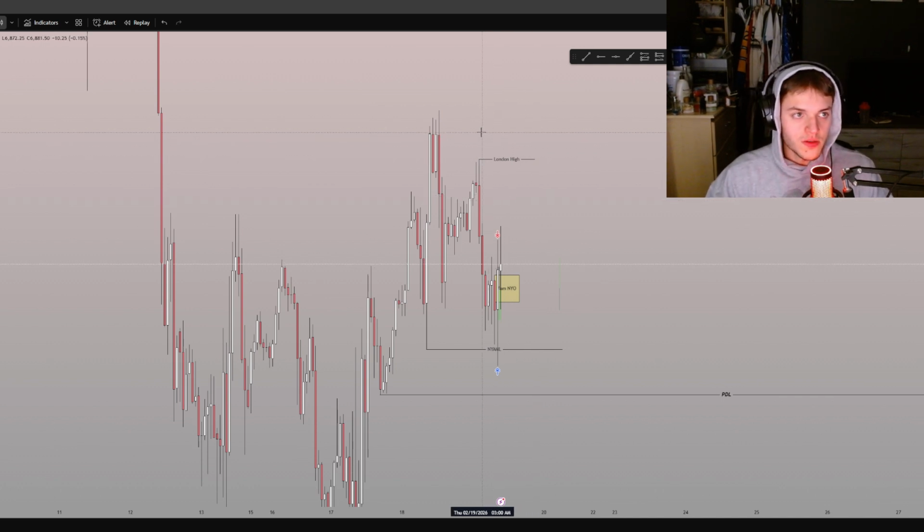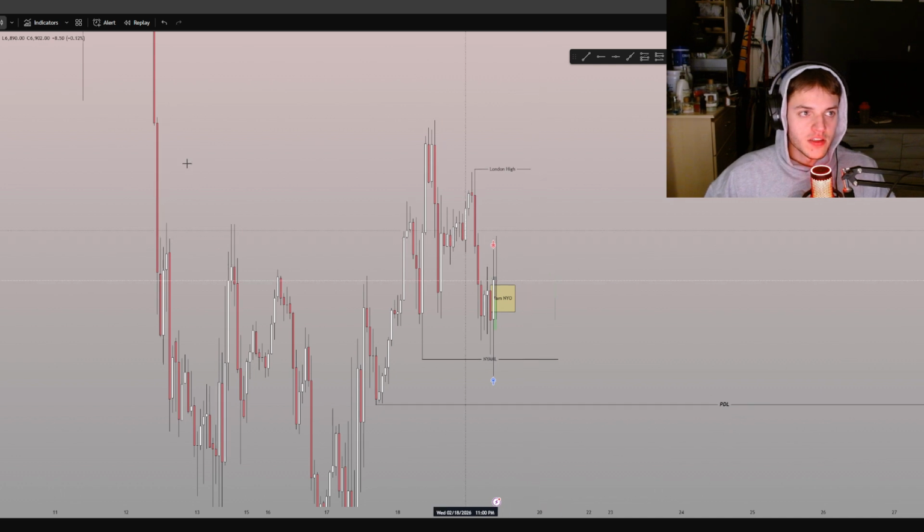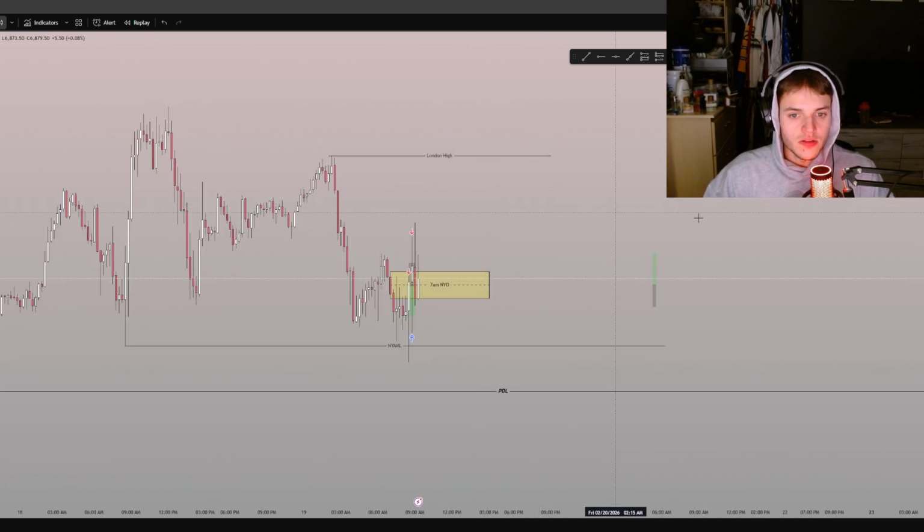So we started out in the 1 hour chart and marked out London high. New York AM low from yesterday was still intact, did not get swept or anything. Previous day low was right below New York AM low from yesterday. So those are two levels that I was marking out to see that price could potentially draw towards.